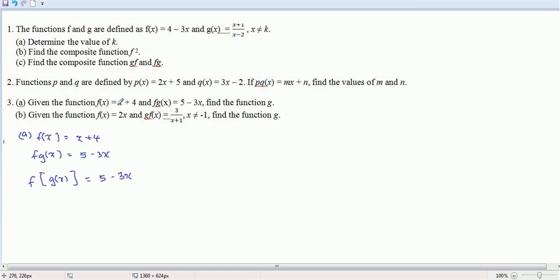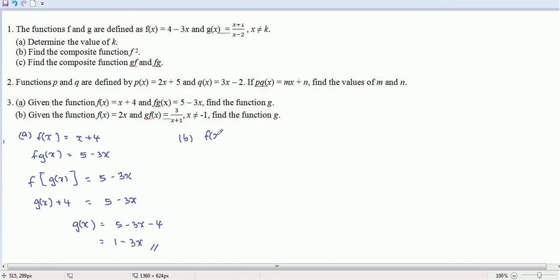Okay, so fx is x plus 4. Here x, here x, here 1, here 1. So here is gx. So this one will become gx plus 4, equals 5 minus 3x. And we need to find the function of g, which means that we have to leave the gx alone. Gx is equal to 5 minus 3x minus 4. Then you get 1 minus 3x. So this is the function of g. Okay, easy, right? But when we need to find the second function, it will be a bit hard.